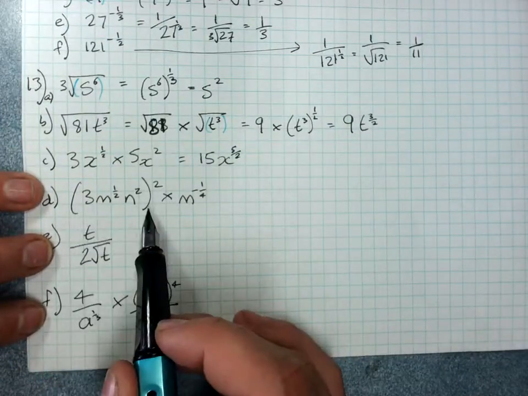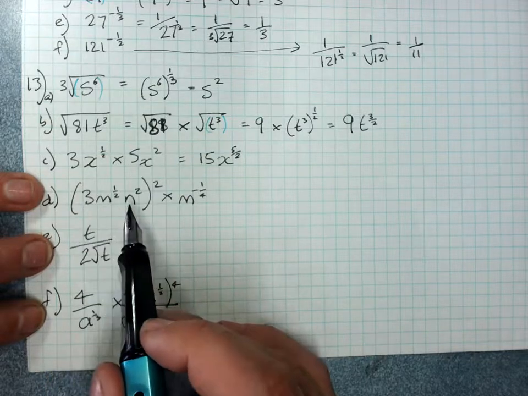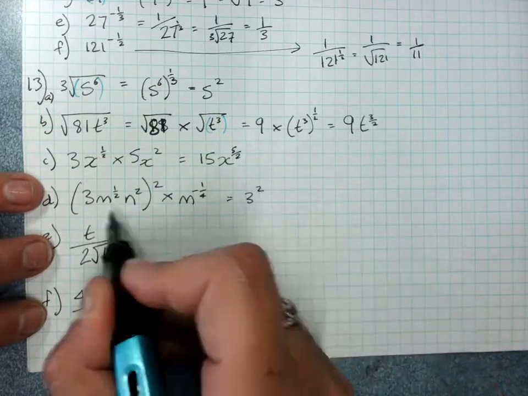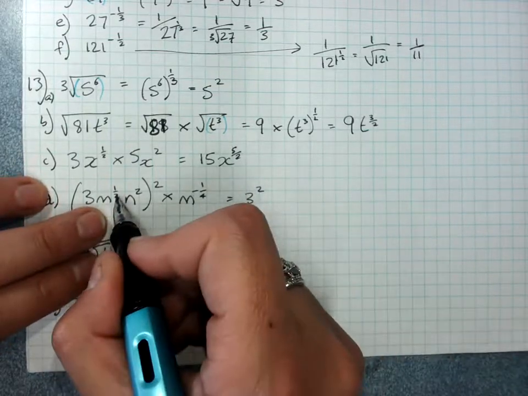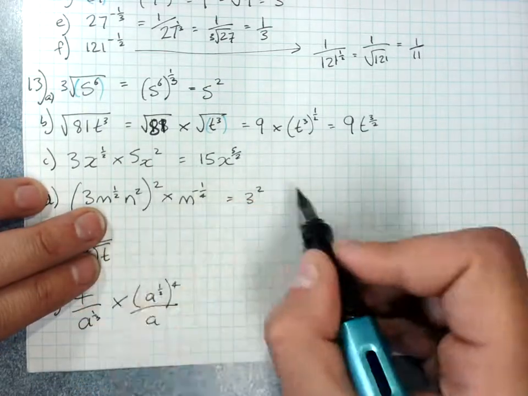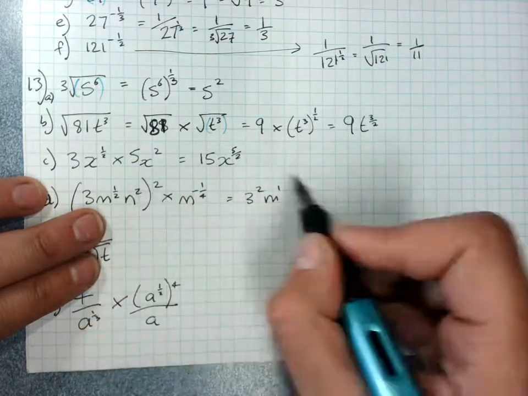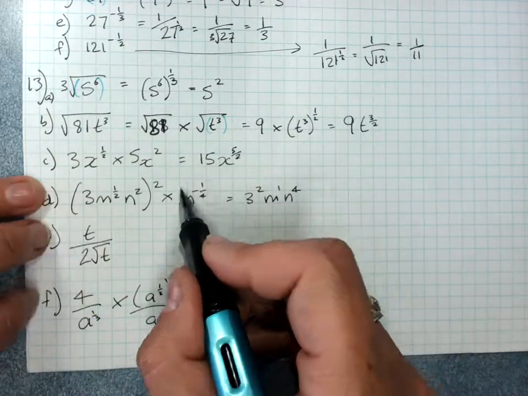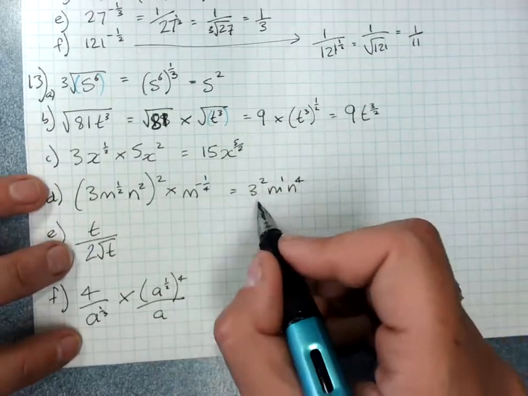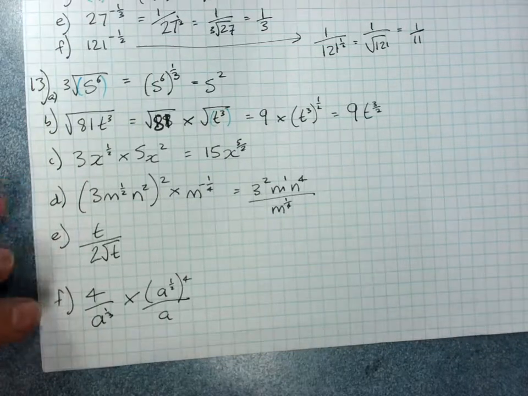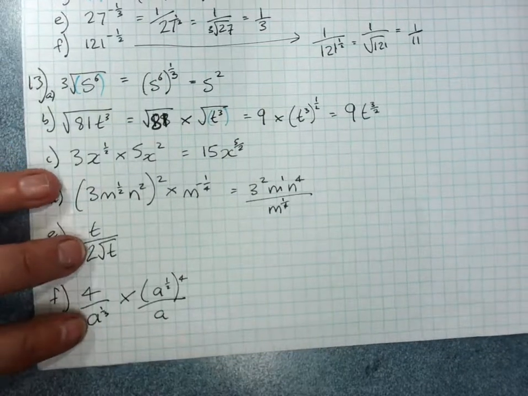Power of a product, remember that each of these gets squared. So that's 3 squared. M to the half squared means half times 2, which is 1. N squared squared is n to the 4. M to the negative quarter, we might as well take that down here and make it m to the 1/4. So that's our first stage of rearranging.